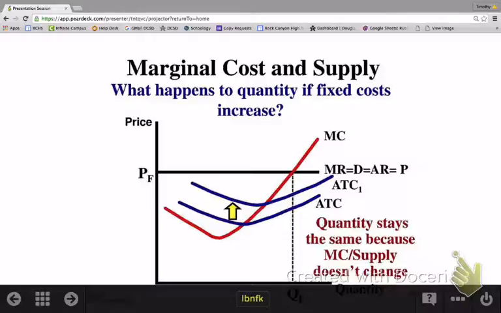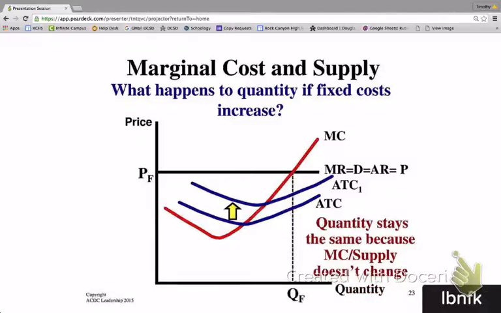But what happens to quantity if fixed costs increase? Well, fixed costs don't change anything. So quantity stays the same because marginal cost, and therefore the supply, doesn't change.